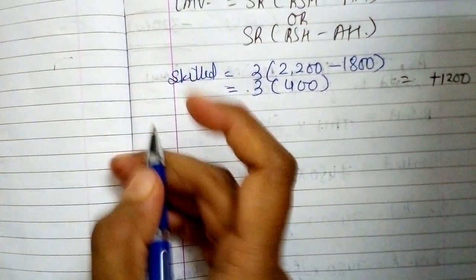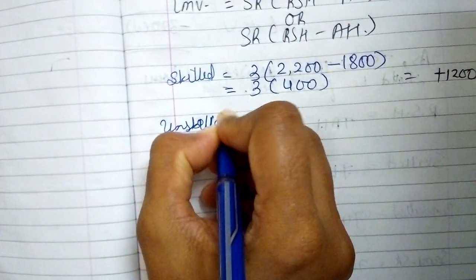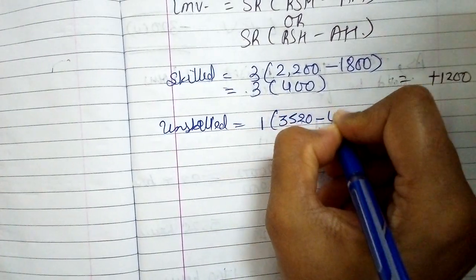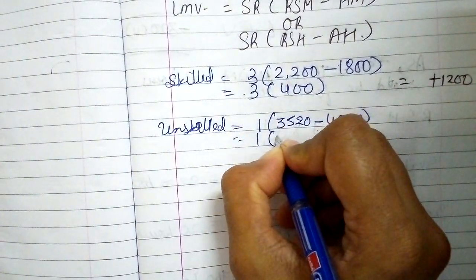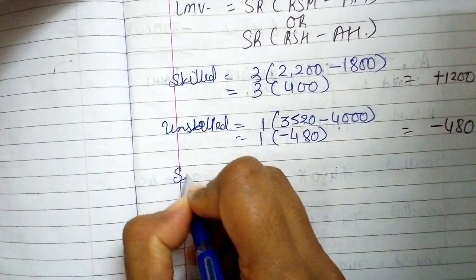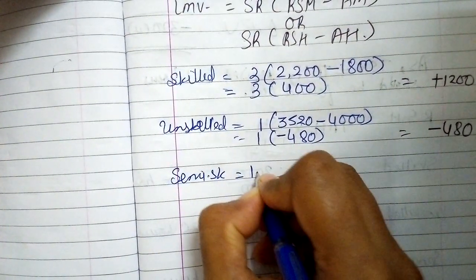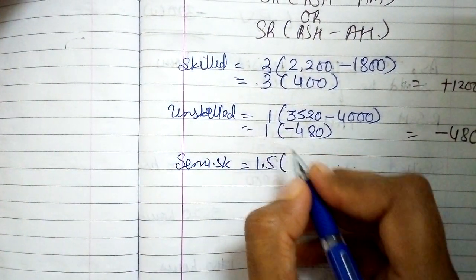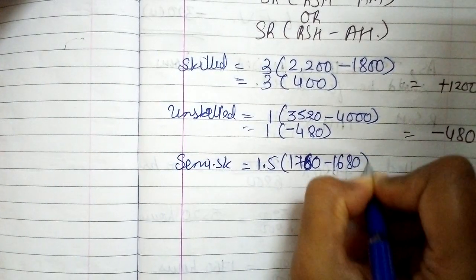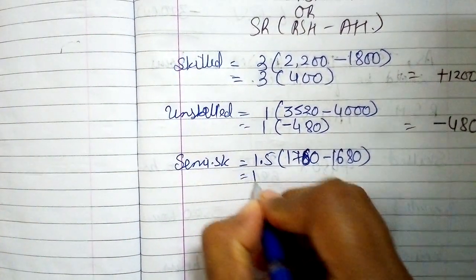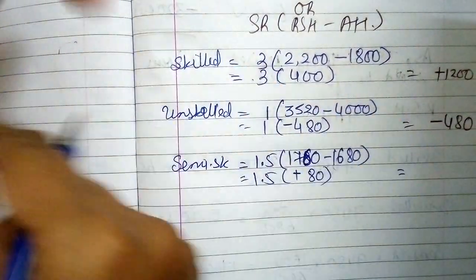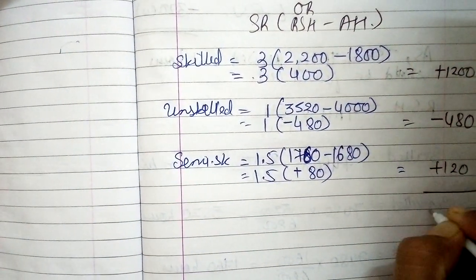Alright, for skilled workers. For unskilled workers, standard rate is 1, revised standard hours 3520 minus actual hours 4000. So 1 into bracket negative 480. So answer negative 480, unfavorable. And semi-skilled workers, standard rate 1.5, revised standard hours or revised standard mix 1760 minus actual 1680. So that would be 1.5 into positive 80, right? So 1.5 into 80 will be positive 120.